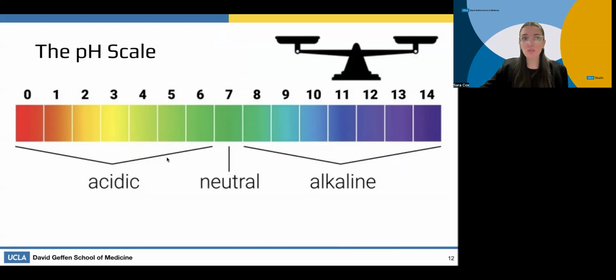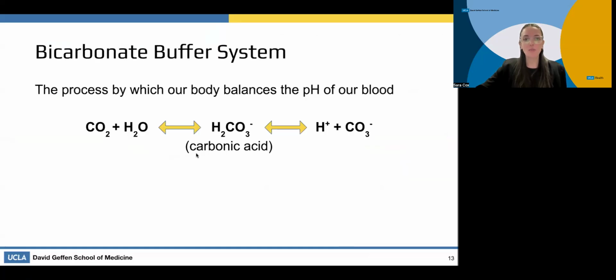And just like everything else in the body, our body must balance pH. It's an important part of homeostasis to be able to balance pH. How does our body do that? It does it through a system of buffer systems. One of the most important buffer systems is the bicarbonate buffer system. This is the process in which our body balances the pH of our blood.